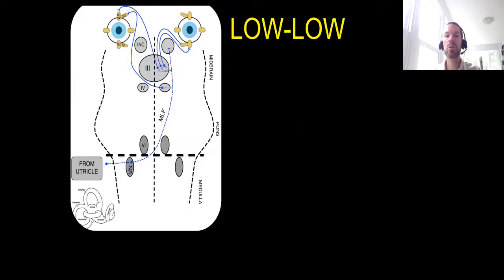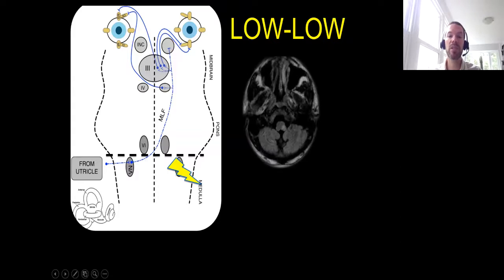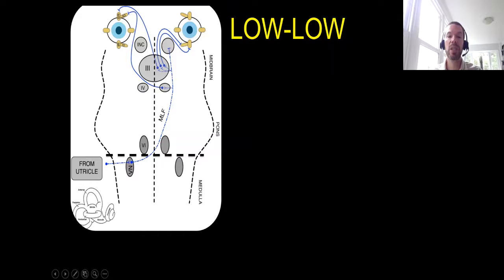We can also use the rule low-low. So what does this mean? So, the utricle ocular motor pathways decussate, they cross over at the pontomedullary junction. So at the level of the vestibular nucleus, at the level of a Wallenberg, where we've affected the inferior cerebellar peduncle, we are lower than this decussation.